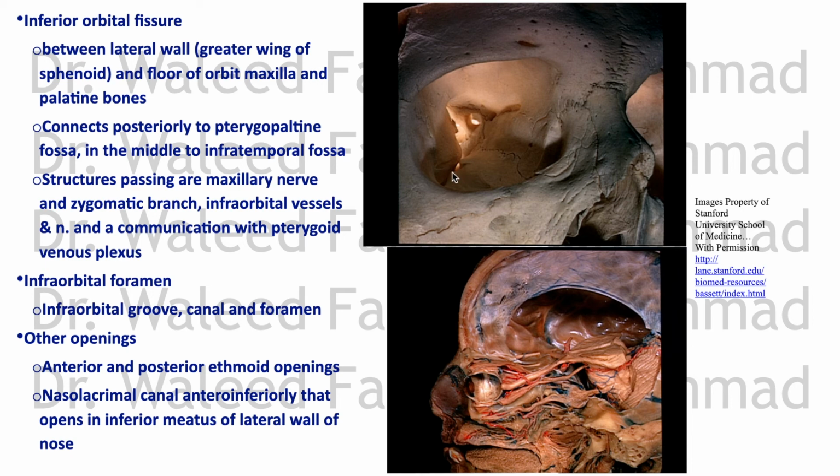Actually, the middle part of the inferior orbital fissure opens into the infratemporal fossa, while the posterior part of the fissure, because it's going posteromedial, as you can see here, is at a more medial level than the middle part, so the posterior part opens into the pterygopalatine fossa, as we studied in the last lecture. Now you are oriented. This is the inferior orbital fissure.